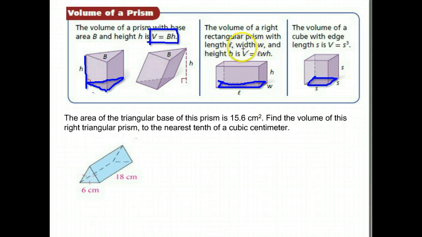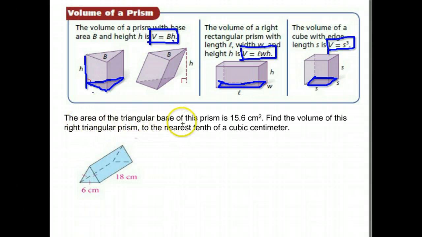Okay. They also provided a specific formula for rectangular prisms and a specific formula for the volume of cubes. You can use this formula for all of them. In fact, that's what these are. They're just a little more specific. So let's find this volume.